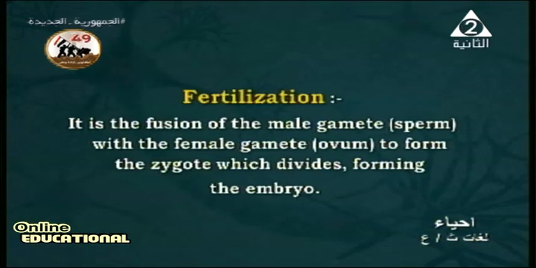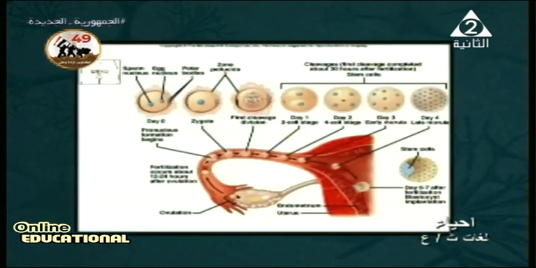What is fertilization? Fertilization is the fusion between the male gamete, the sperm, and the female gamete to form the zygote, which divides, forming the embryo. This describes what happens during fertilization. If the sperm nucleus enters the egg, what happens? They form the baby together. The zygote is formed, and then the zygote undergoes mitotic division, which happens to increase the number of cells.